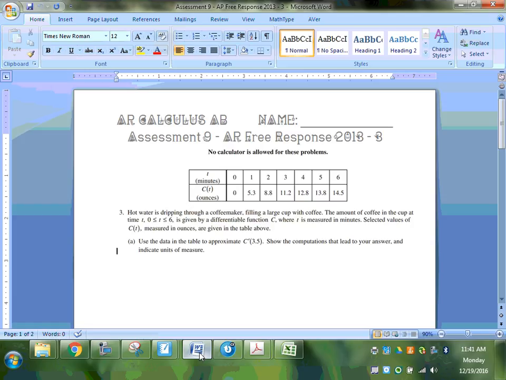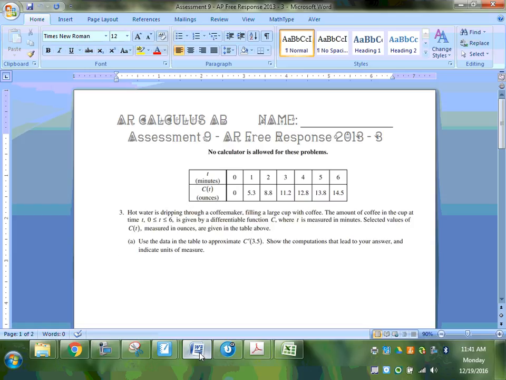The hot water is dripping through a coffee maker, filling a large cup. The amount of coffee in the cup at time t is given by a function over 0 to 6 minutes. It's a differentiable function where t is measured in minutes. Now, we don't know what the function is, but we know it's a differentiable function. By the way, if we know it's differentiable, what then do we also know? Hands up, please, if you can tell me. It's continuous. That's going to play into our answer for B.